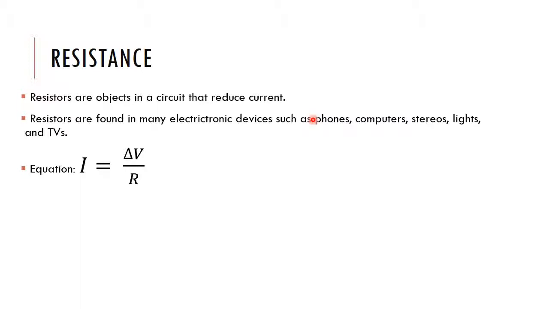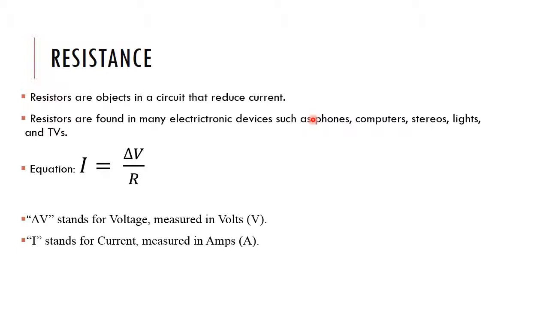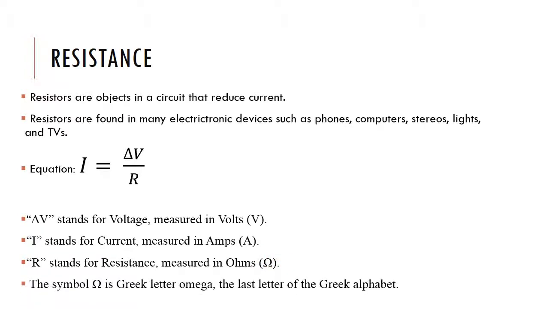The equation that involves resistance also involves current and voltage, and it's I equals V over R. And this is called Ohm's law, named after a guy named George Ohm who discovered it. And the delta V stands for voltage, just like before, measured in volts. The I is still current, measured in amps. And the R stands for resistance, measured in ohms, which is represented by this kind of horseshoe-looking symbol, which is Greek letter omega, the last letter of the Greek alphabet.